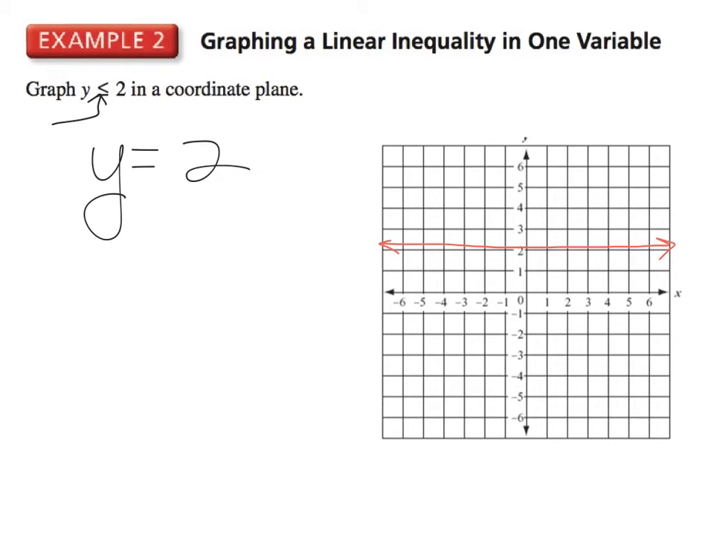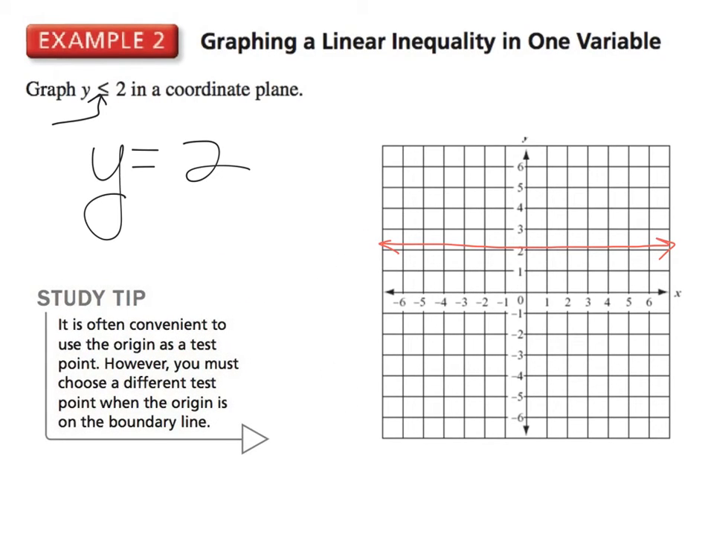Now, you are going to pick a point that is not on that line. You can't pick a point on that line. Here's a hint for you: it is often convenient to use the origin as the test point because it's an easy point. However, you must choose a different test point if the boundary line goes through the origin.